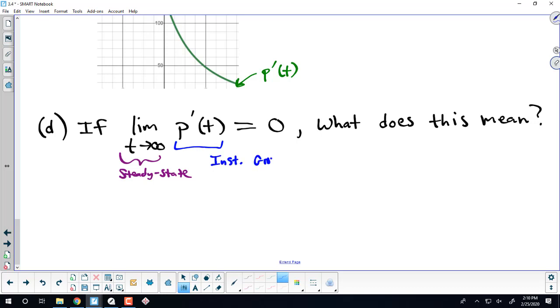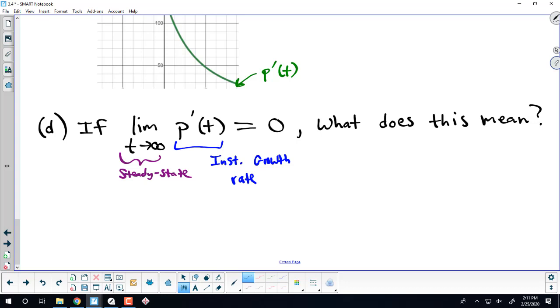Instantaneous growth rate. So if the limit at infinity on our derivative is 0, what does that mean? It stops growing. It stops growing? Yeah, it stops growing or decreasing. Do y'all agree with that? So what this is saying is the steady state of the instantaneous growth rate is approaching 0. So what does that mean about the growth rate? It's slowing down, right? If the rate of growth is eventually 0, you have no growth anymore. So that's how we're interpreting that.